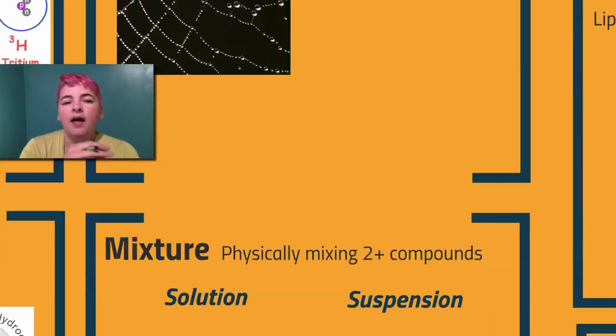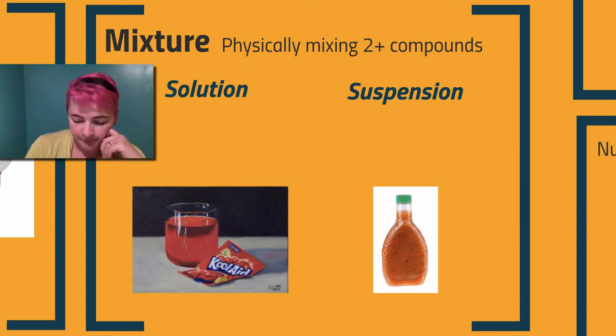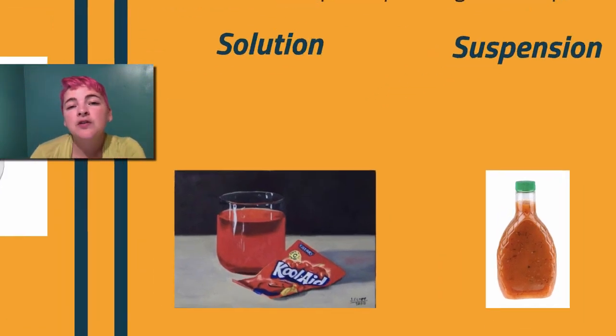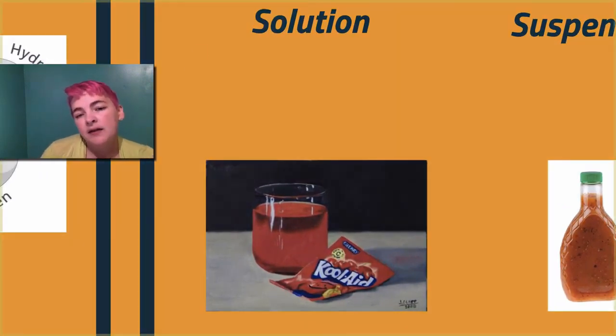A mixture is physically mixing 2 or more compounds. They are mixing physically but not chemically. So it has the potential of taking it apart again. One of the types of mixtures is a little bit easier than the other to take apart. We have solutions. Solutions is when everything is evenly distributed and you can't pick out the parts and pieces.